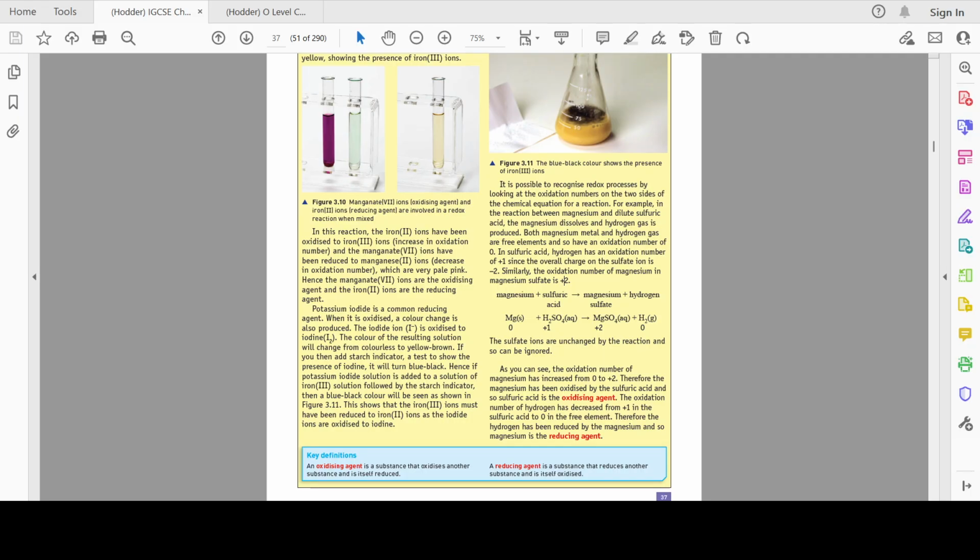Okay, so that was about oxidation numbers and redox reactions, reducing agents and oxidizing agents. The thing we left out was formulae for ionic compounds, and it's pretty straightforward and simple.